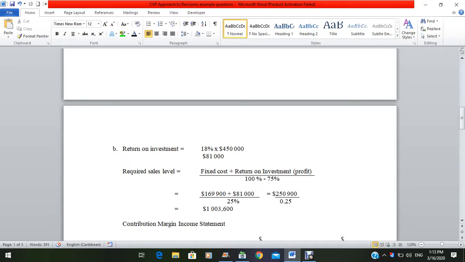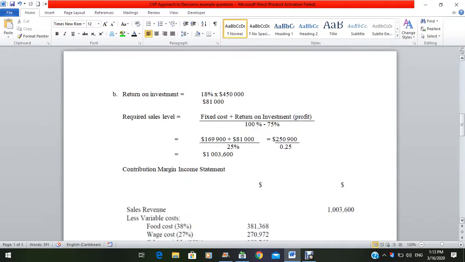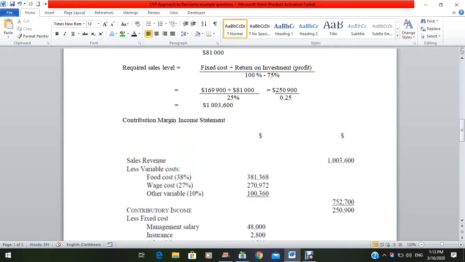1,003,600. That sales figure you would use to start your income statement, as you will see here. This is your contributory margin income statement. You have sales revenue of 1,003,600, less variable costs. Now, notice, and watch me carefully, please. The variable costs are really 38% of the sales. You follow me? 38% of the sales.